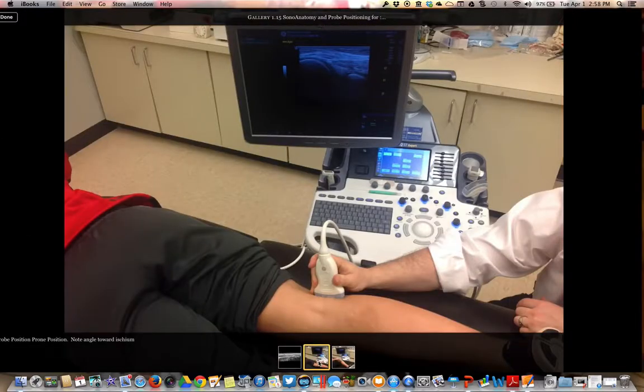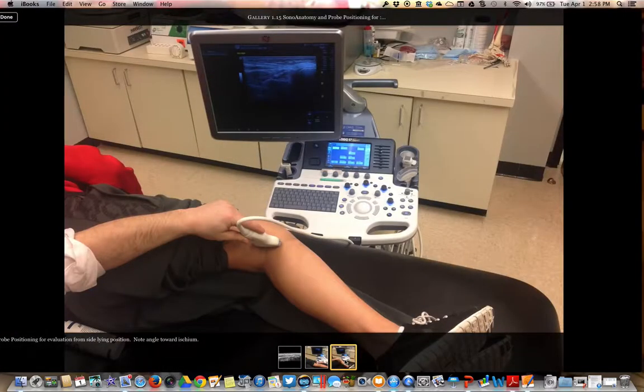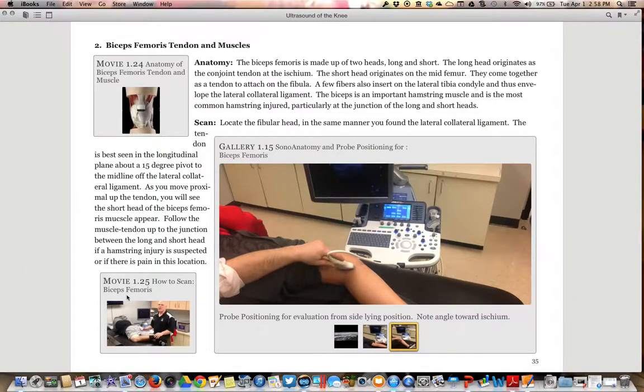Scan position is like such. Patient is prone, angling towards the ischium. You can also look at the biceps from the side lying position as well, and some people prefer this. Let's look at how to scan this area.